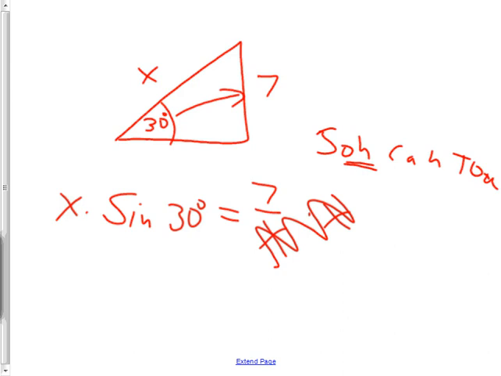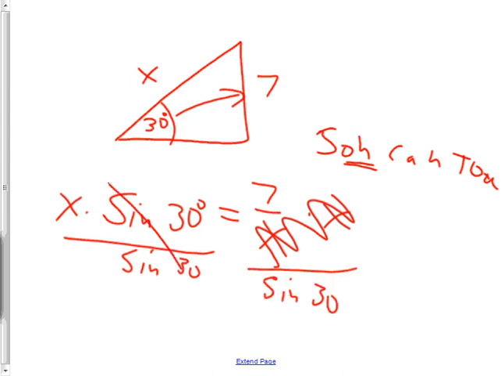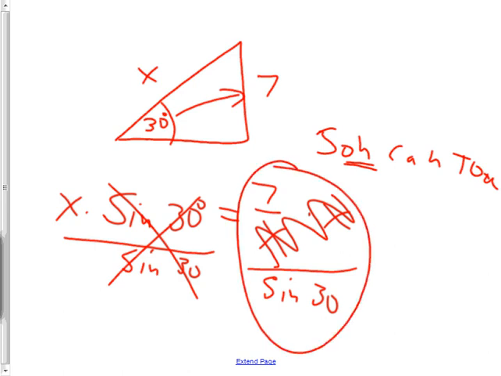Now you should try to get the x alone. So all I got to do is divide by sine of 30. Final answer, x is equal to 7 over the sine of 30. Now it's a little messy. There it is, 7 over the sine of 30.